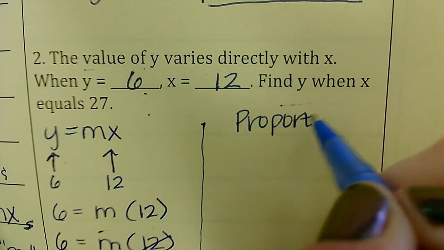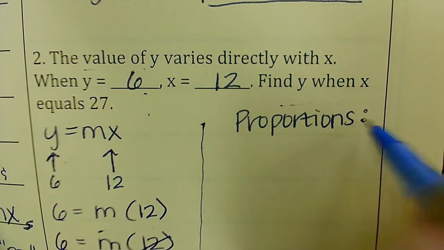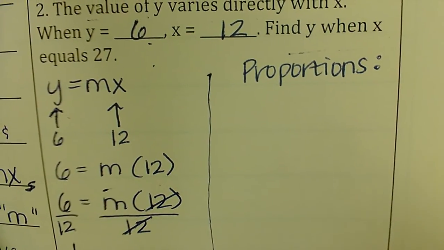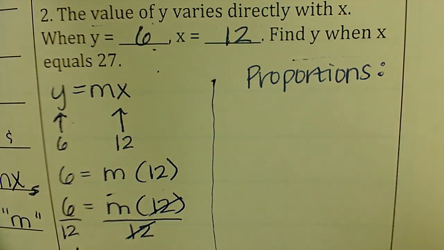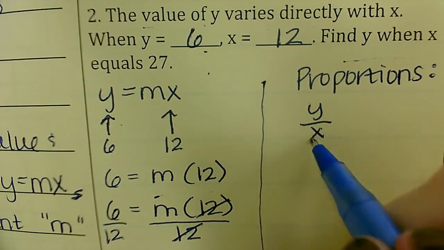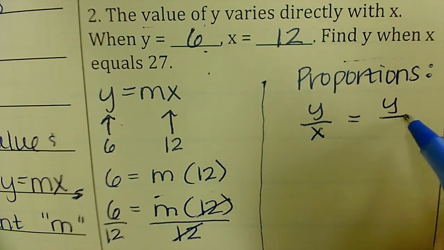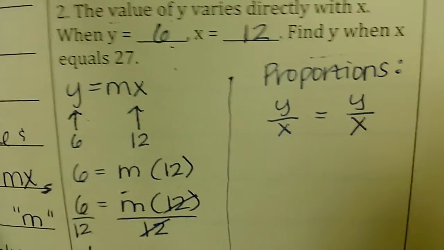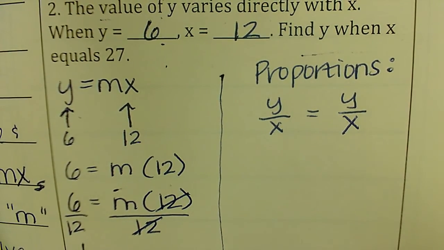The thing that has to be true about proportions, though, is that whatever is on top has to be the same on the other side. So I'm going to have two fractions, y over x is equal to y over x. And you can do x over y equals x over y, whatever. It's going to get you the same answer, but let's just do this for now. So for this kind of problem, I would have some sort of y value over an x value equals a y value over an x value.